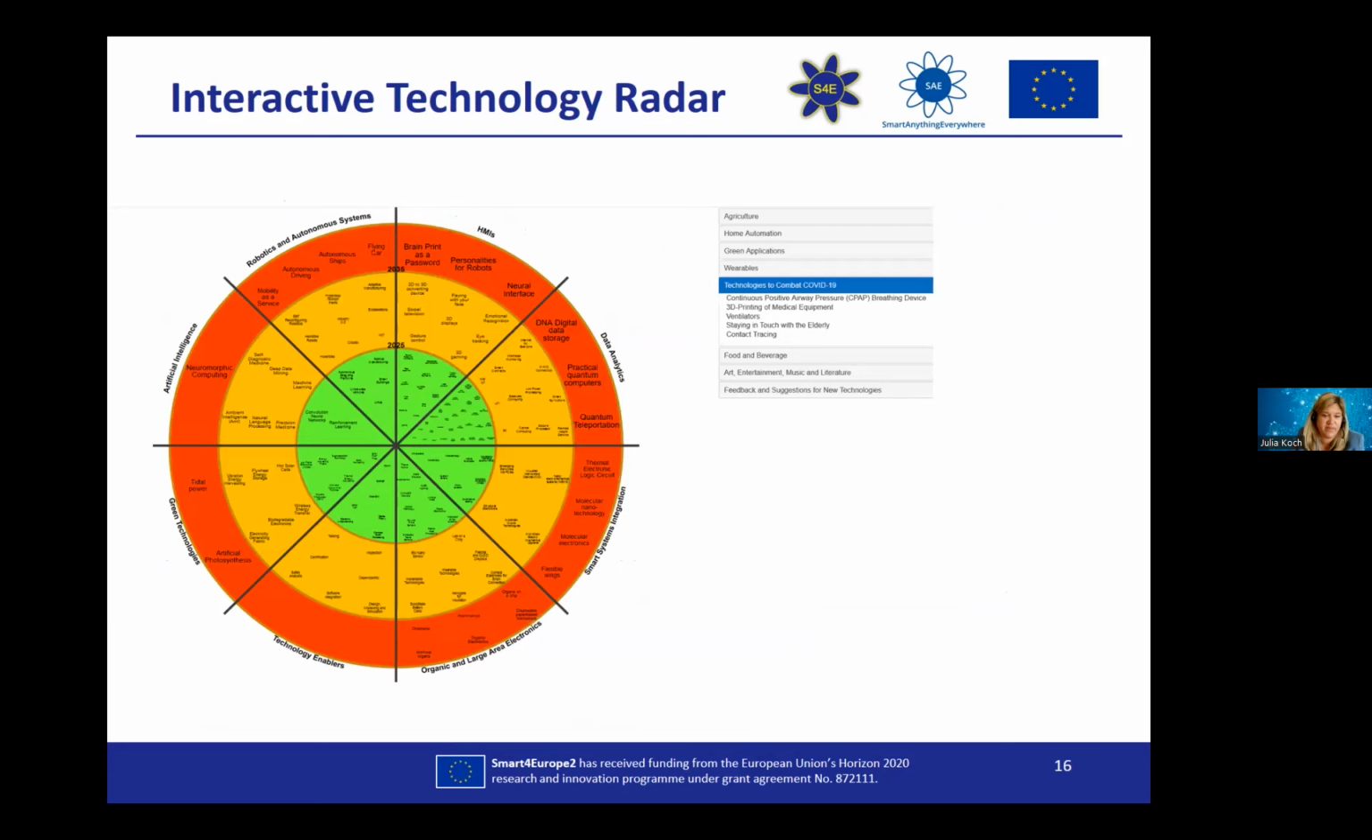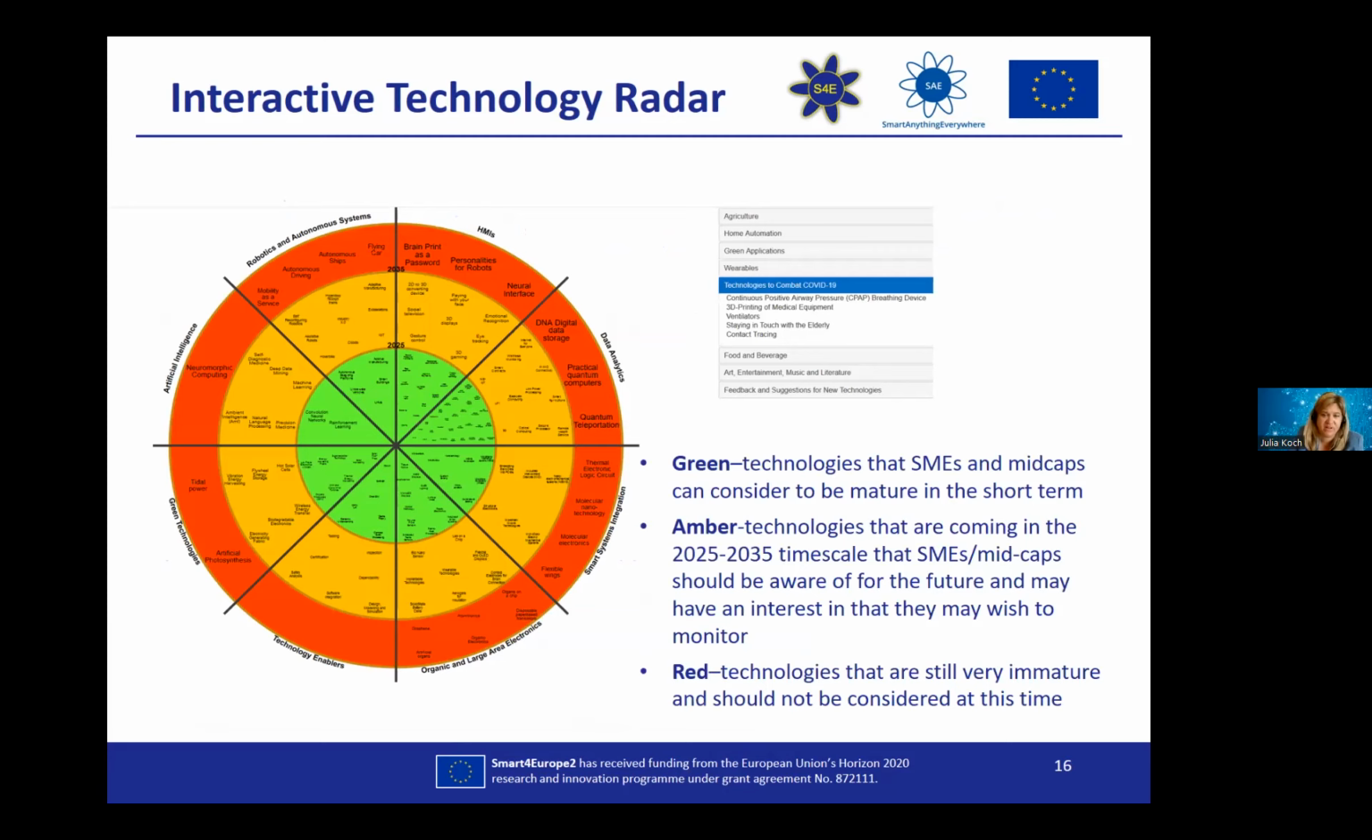So we have a green circle, an amber, and a red circle. The green technologies are the technologies that can be considered as mature in the short term. Then we have the amber technologies that are coming up in the next, let's say, 10 years, and where SMEs and also mid-caps should be aware of these technologies, that they might be of interest for them. And then we have the red technologies that are still very immature and should not be considered at this time, but they're still, let's say, under construction.